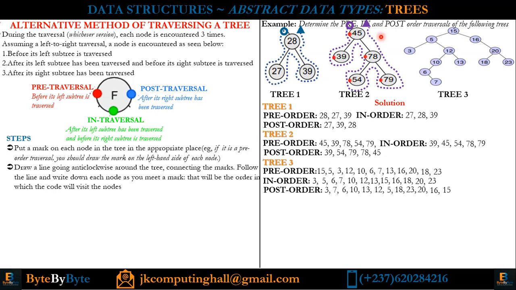For the pre-order, I have my different marks as you can see. So as I move in, I encounter 45. When I move, 39, when I move, 78, when I move, 54, when I move, 79, and that's all. I have my traversal 45, 39, 78, 54, 79, and I'm going to the end.